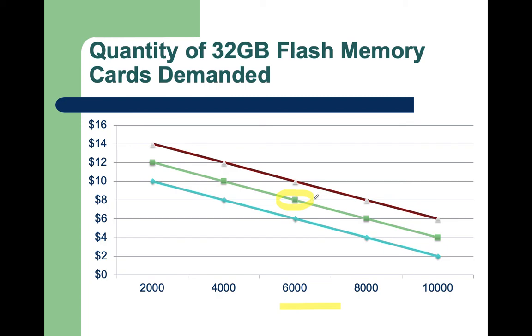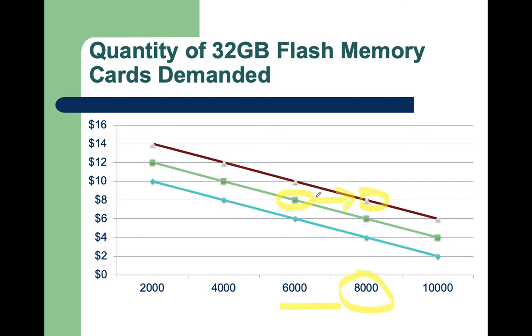So nothing changed with us. We're still selling them for $8 a piece. But since demand is increasing for a complementary good, demand is also increasing for our flash memory cards. So now selling them at $8 a piece, rather than selling 6,000 like we were before, we'd be selling 8,000. And again, same concept we talked about before. We could increase the price and keep selling the same quantity as before.